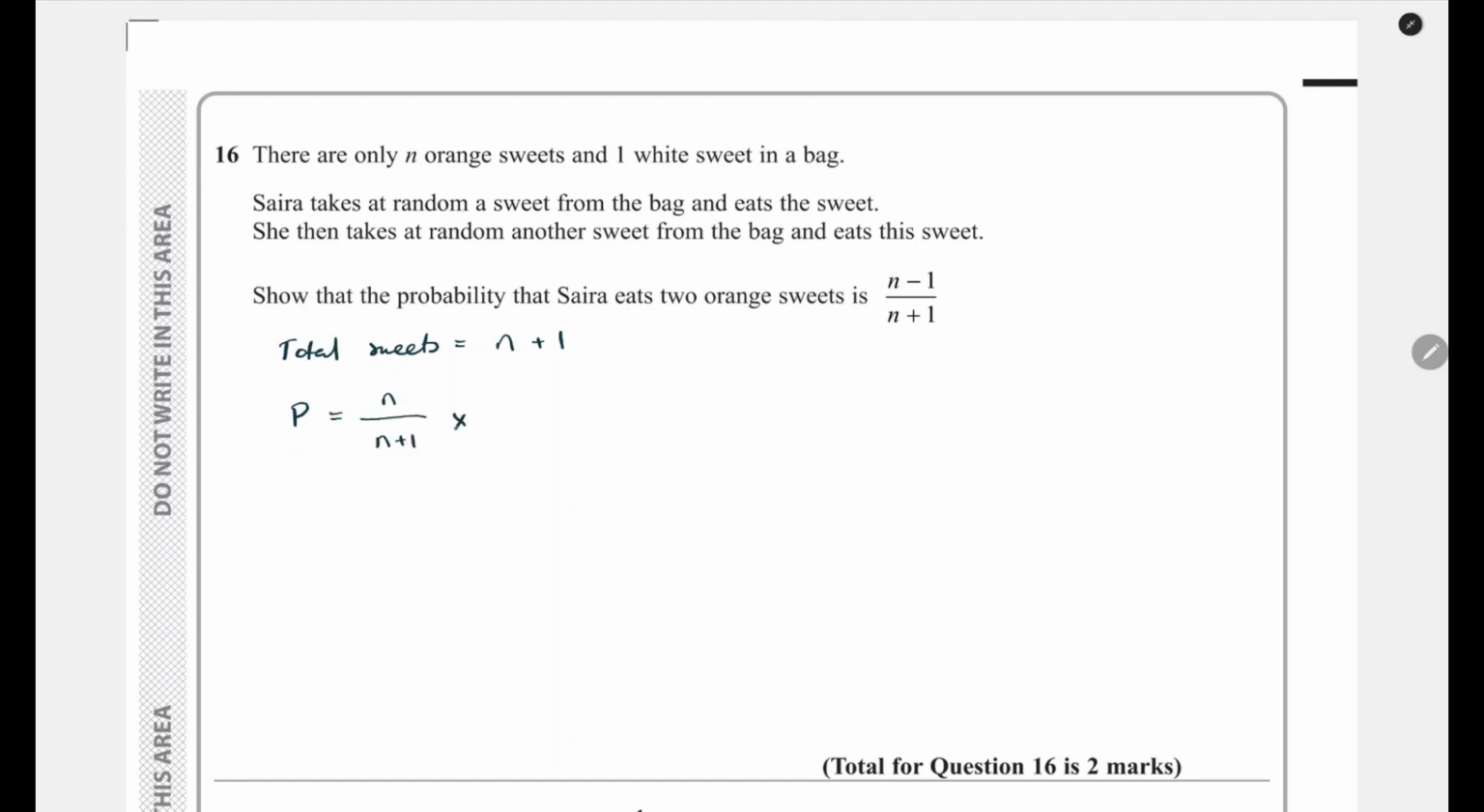But then when she takes the second sweet, we've now lost 1 sweet. So n minus 1. And the total has also gone down by 1. So that's n plus 1 minus 1. We can simplify this. That just becomes n over n plus 1 multiplied by n minus 1 over just n. These two n's will cancel each other out, and that leaves us with n minus 1 over n plus 1.